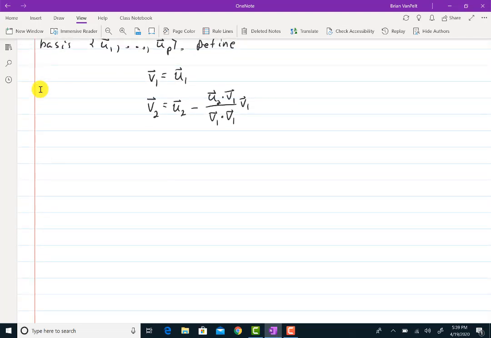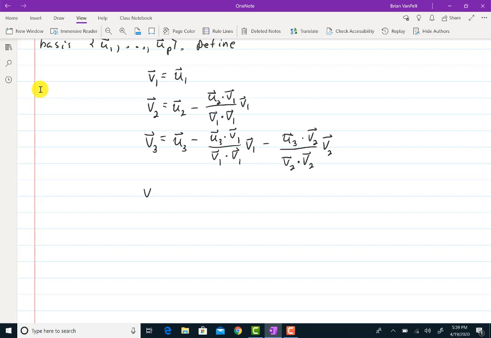Then I'm going to create V3 that will equal U3 minus U3 dot V1 over V1 dot V1 times V1 minus U3 dot V2 over V2 dot V2 times V2. Hopefully you can see the pattern by now. Let me do one more just so we know where we're going.